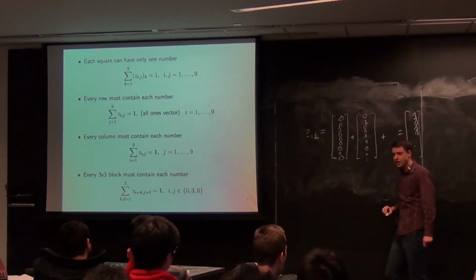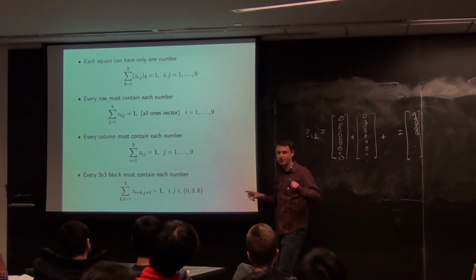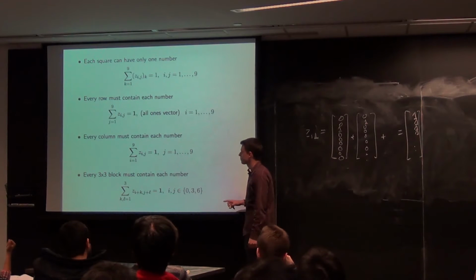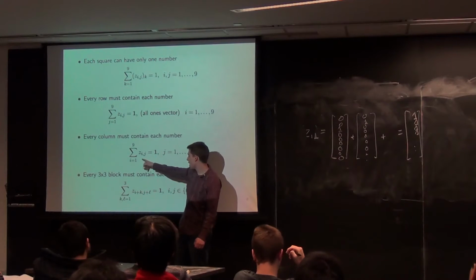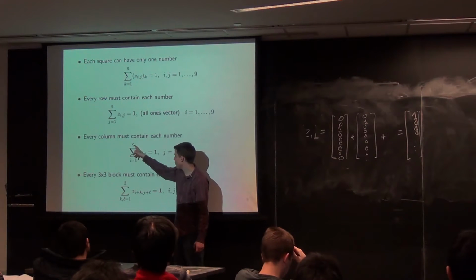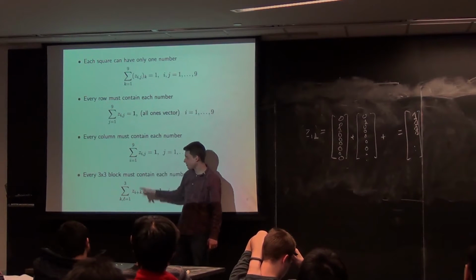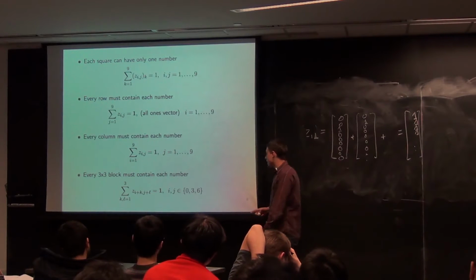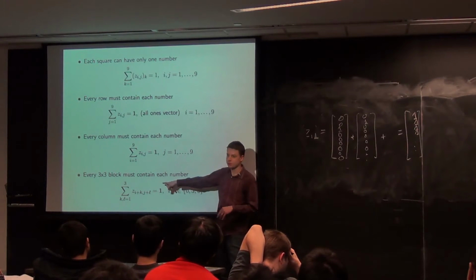Right? That's just saying that the entire row has to contain every number. Similarly, every column has to contain every number. So if you sum over i from 1 to 9 for a fixed j, that also has to sum to 1. And finally, each 3 by 3 block has to also sum to 1.